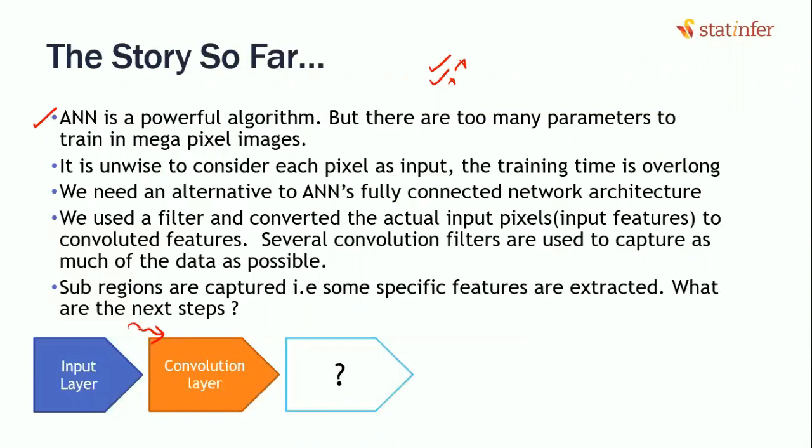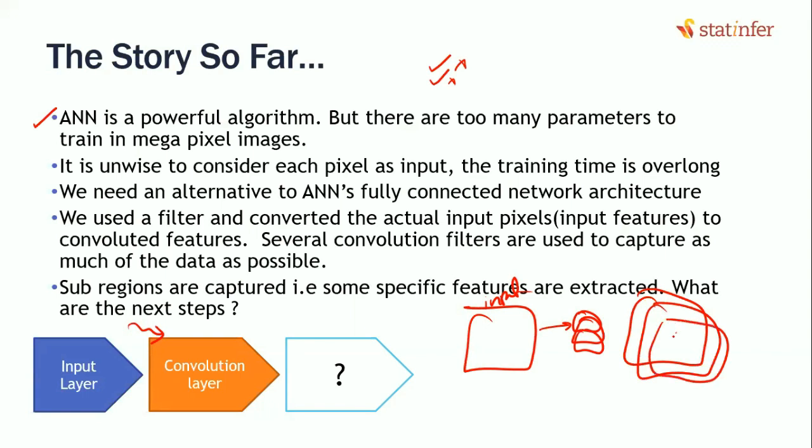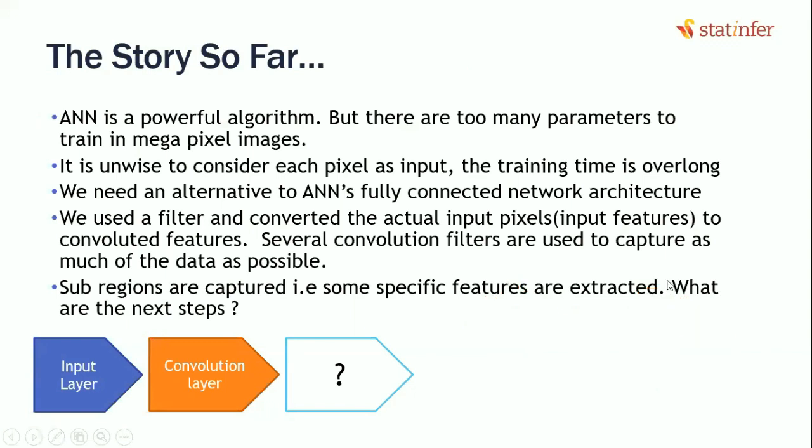What is a convolution layer? We apply a filter on top of the image. When you apply a filter on top of the image, it will give you the convolution image, or convoluted image. If you apply multiple filters on the input image, then you will get multiple convoluted images. That is known as a convolution layer. That is the first thing which solved a lot of problems.